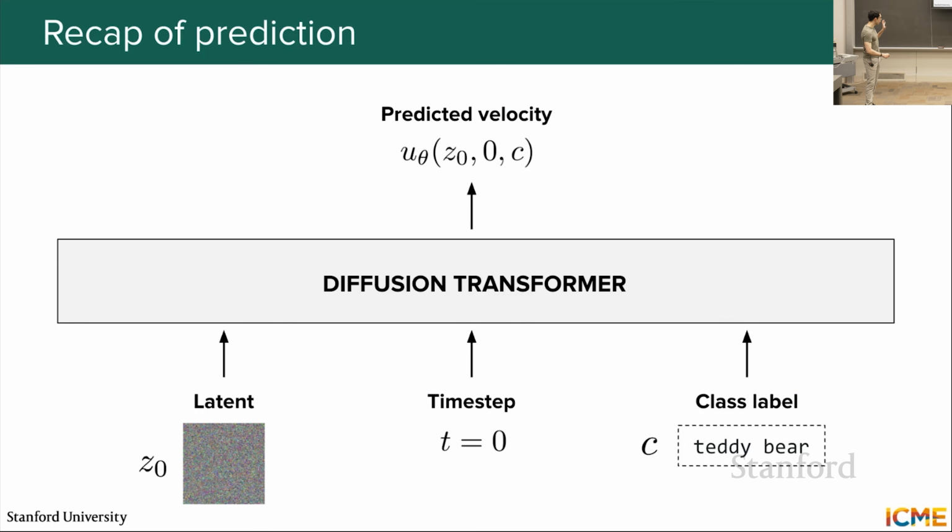So just recapping exactly what I said. We have the latent Z0, we have the timestep t equals 0, we have the class label, all fed into this diffusion transformer. And at the end of it, we get the predicted velocity at Z0, time t equals 0, and class label C.